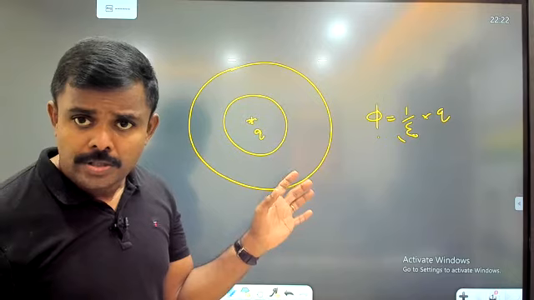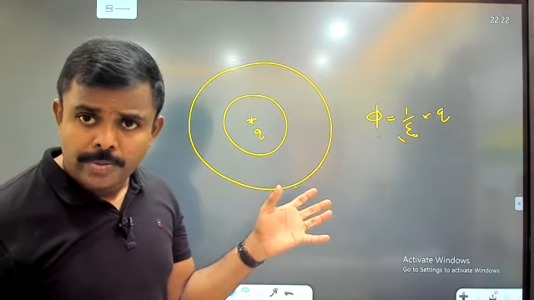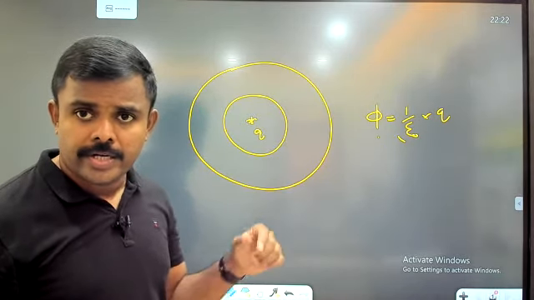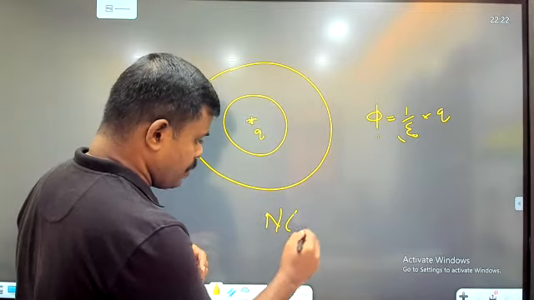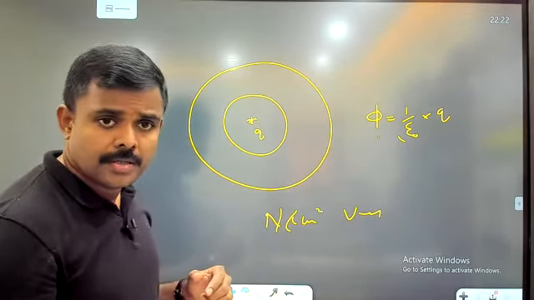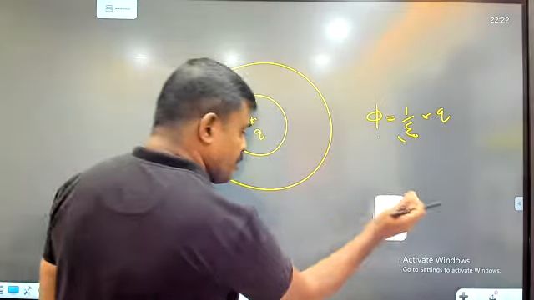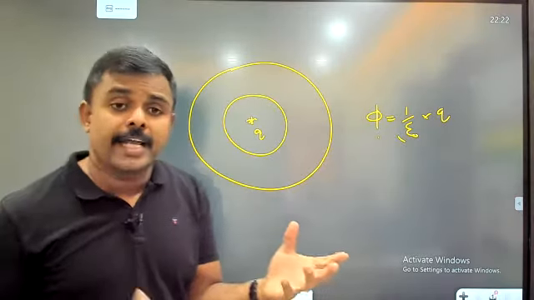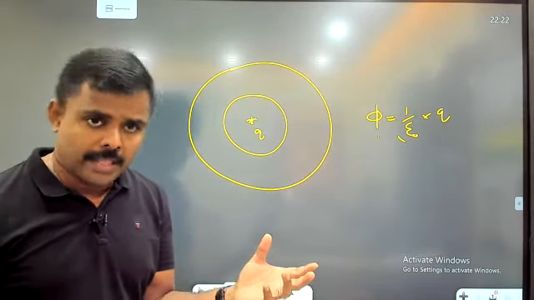Unit of flux: Newton per coulomb into meter square. We wrote it already. Newton per coulomb into meter square or voltmeter. There are 2 units for it. Epsilon r value depends on the medium. For different media, the epsilon r values will be given in the question.